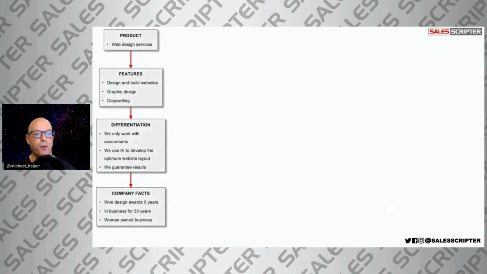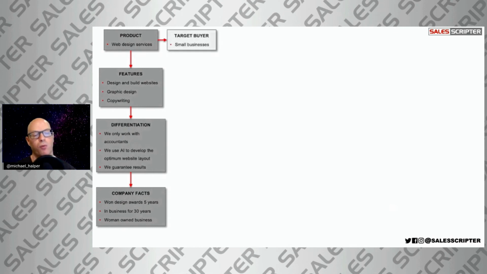Here's where we left off with our example. We identified the product, web design, and this is what it includes. Now let's look at the next step. So for this example, we're going to use a target buyer type of small businesses. And so here's a good example: if I'm selling web design services to a large corporation, that would be a different sales message than to small business owners.